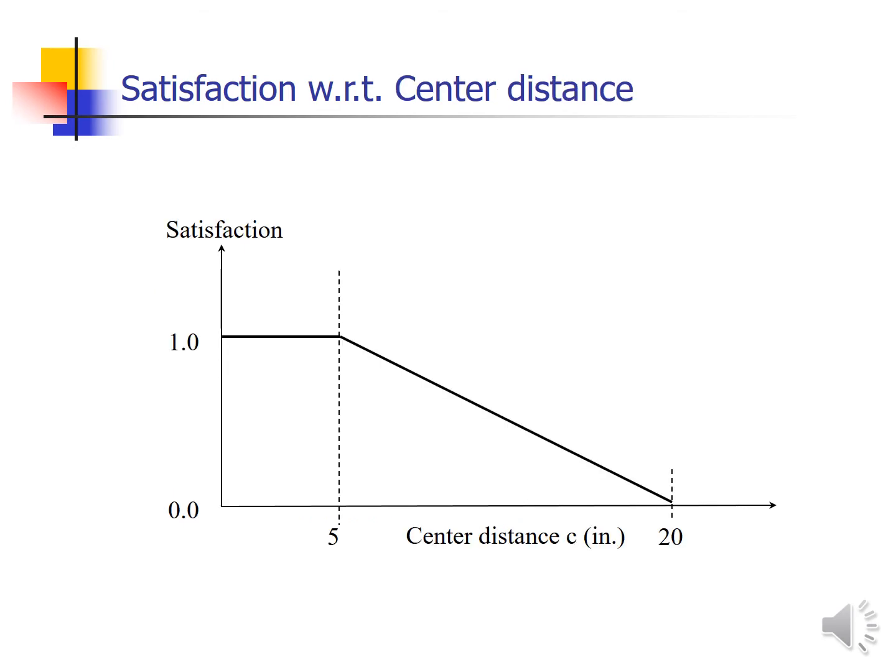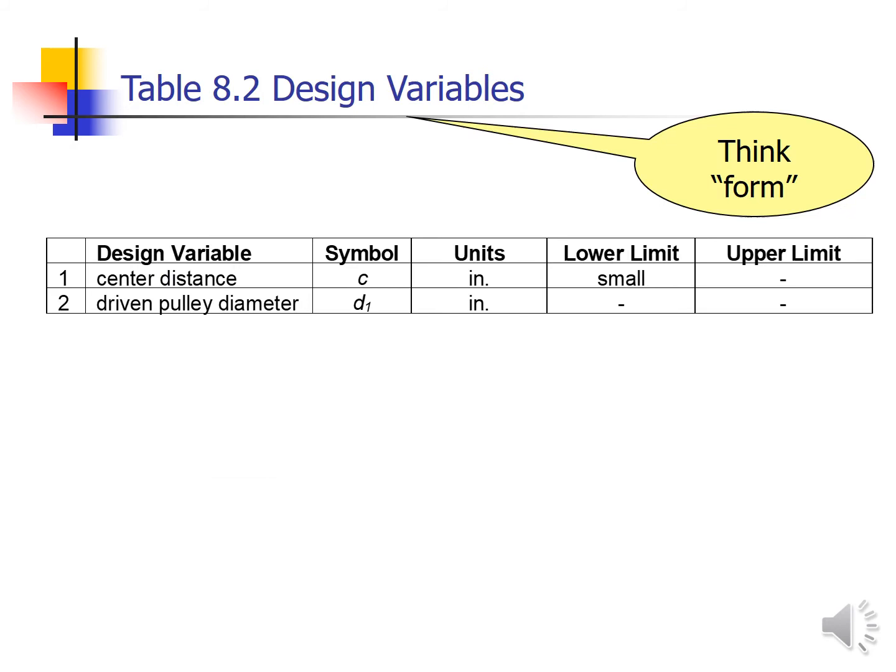For the center distance, the certification is 1 at 5, from 0 to 5. More than 5 until 20, we set it to be more than 0 for certification. The design variable is the thing of form. From the center distance we set the lower limit, but not the upper limit. The driven pulley distance is not set.